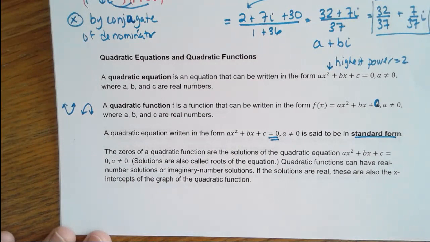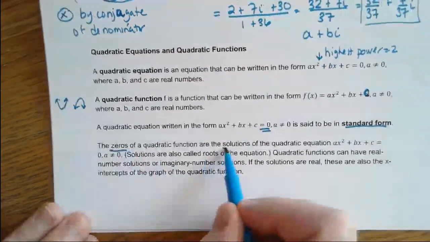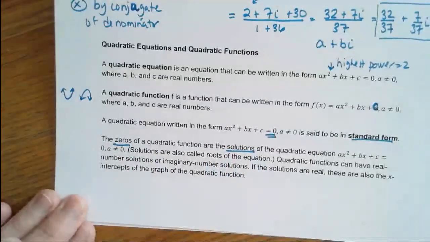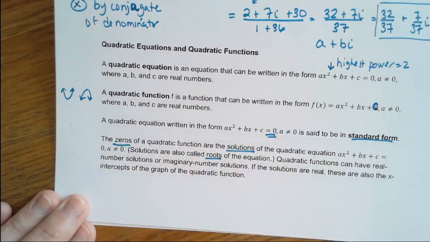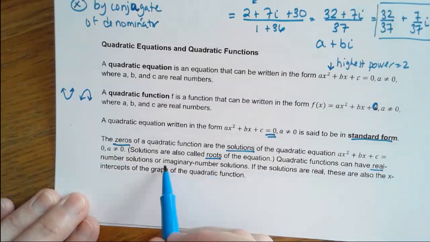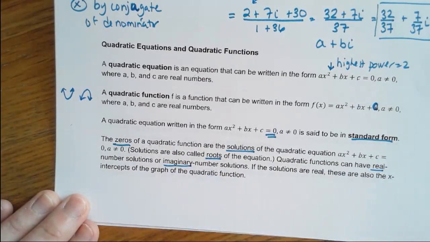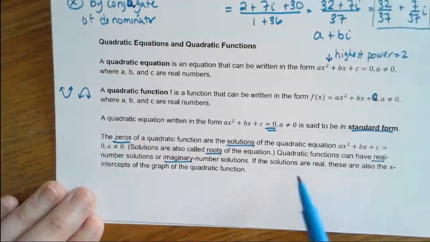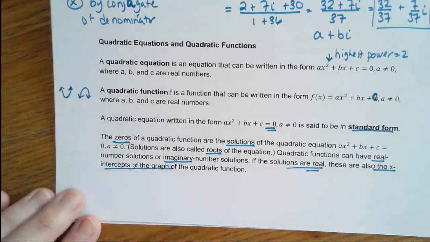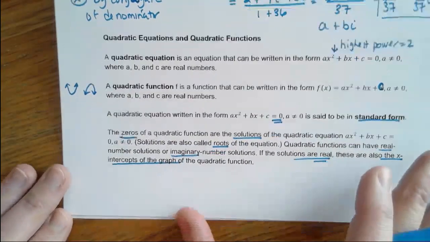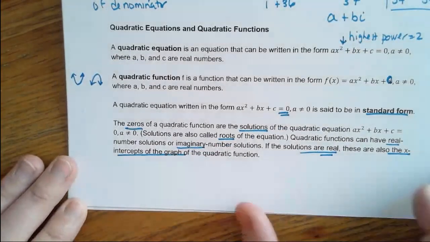The zeros of a quadratic function are the solutions of the quadratic equation. So zeros and solutions, again, are used interchangeably. Also, sometimes the word roots as well, which I have here for you. So these, again, are all used interchangeably. They can have real or imaginary solutions. And here's a really nice piece: if the solutions are real, they are also the x-intercepts of the graph, which is really helpful. So there's basically three things that can happen with a quadratic.